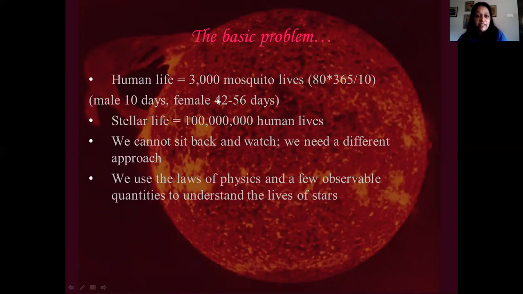Stellar life in comparison is not 3,000, but it's about 100. I mean, stellar lives can range from 1,000,000 years to 1,000,000,000 years, that is 10 power 6 to 10 power 9 years. So if you take 10 power 9, you have a stellar life being about so many more human lives. Therefore, the problem is we cannot sit back and watch a star being born and dying. We have to use the laws of physics and a few observational quantities to understand the lives of stars, because we cannot live through the lifetime of a star to decipher its life process.